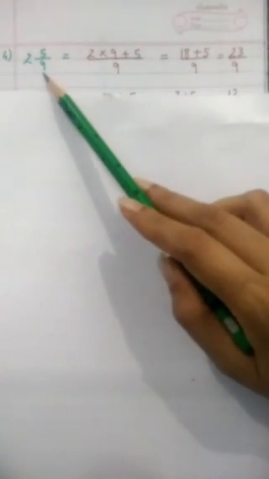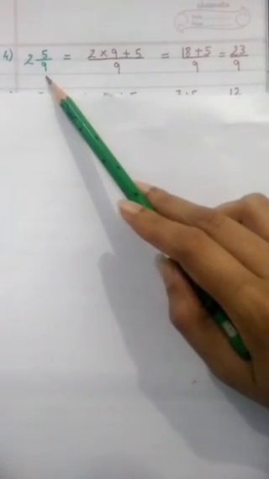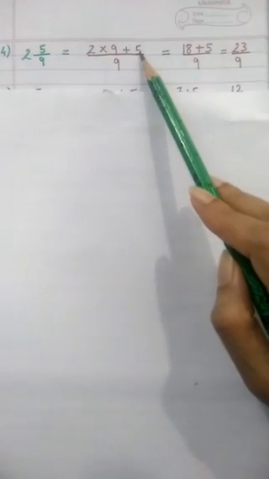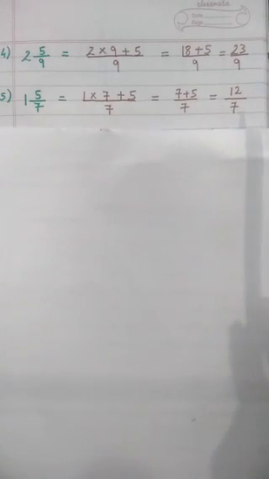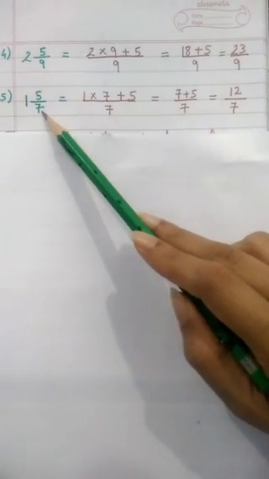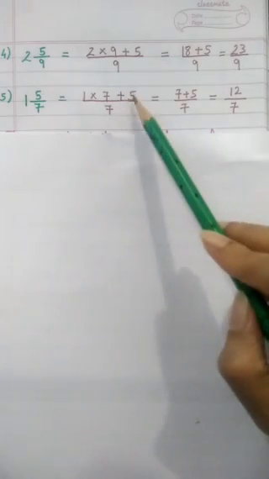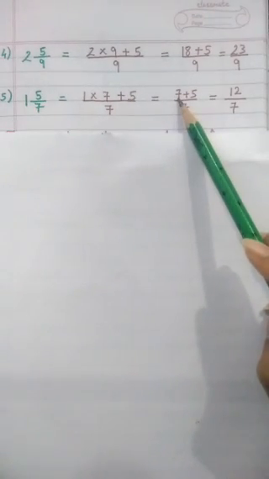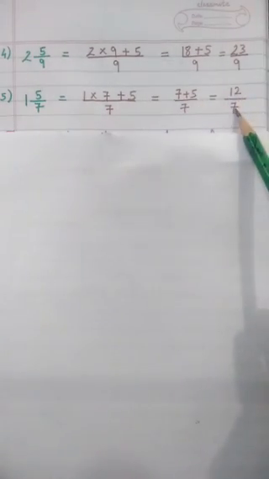2 5 upon 9. So 2 we multiply by 9 and add 5. We get 18 plus 5 upon 9. Answer 23 upon 9. Fifth sum, 1 5 upon 7. Multiply 1 and 7. Add 5. So 1 7 is 7 plus 5 is 12 upon 7.